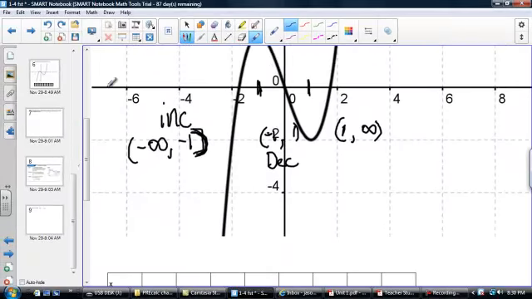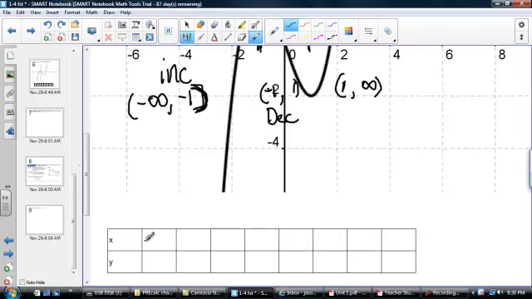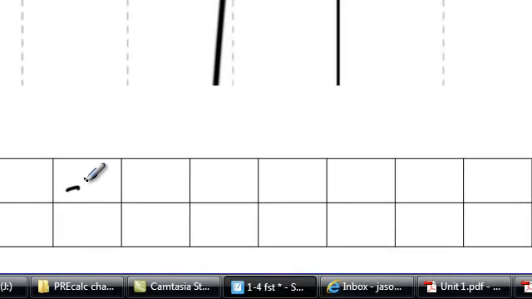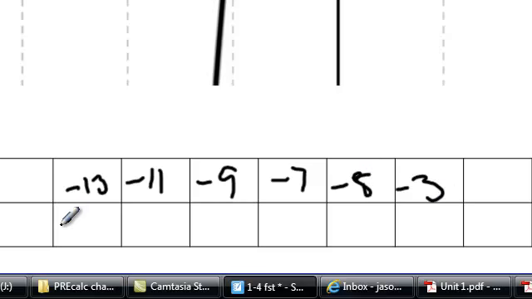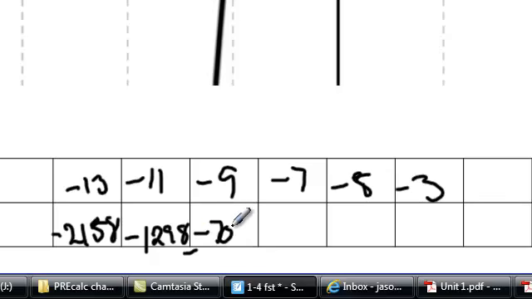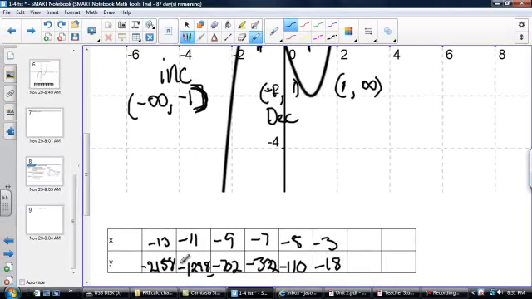So I'm going to choose some values in each interval and plug them in. So I'm going to choose some values in the negative area. So negative 13, negative 11, negative 9, negative 7, negative 5, negative 3. And when I plug these values in, I've got negative 2,158, negative 1,298, negative 702, negative 322, negative 110, and negative 18. We can see that the y values are increasing in value, which does fit with what we said. It's increasing from between negative infinity all the way up to negative 1.